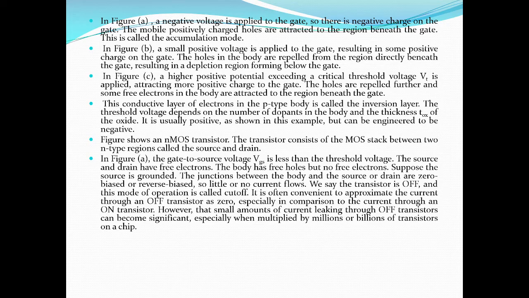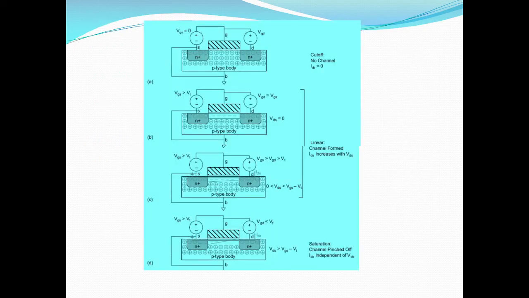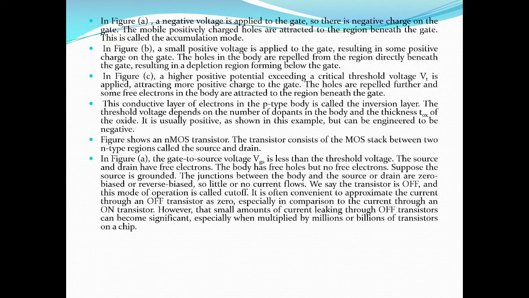The transistor contains a MOS stack between two n-type regions called the source and the drain. One side is the source, the other side is the drain. First we discuss figure A. In this figure, the gate to source voltage VGS is less than the threshold voltage, and the source is grounded. The junctions between the body and the source or drain are zero biased or reverse biased, so little or no current flows. We say the transistor is off, and this mode of operation is called cutoff.